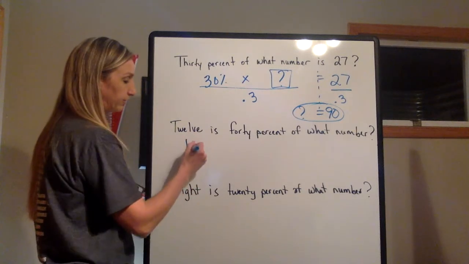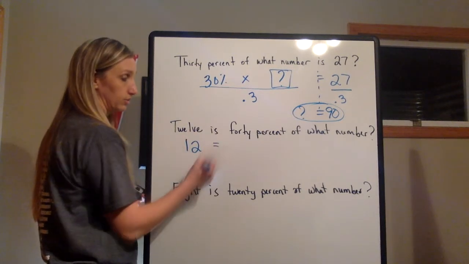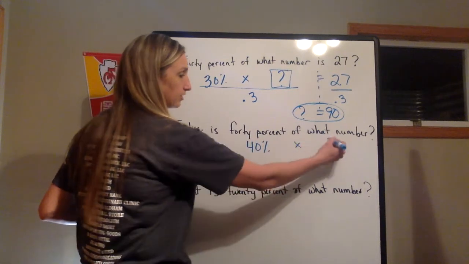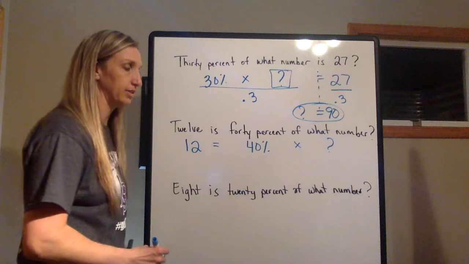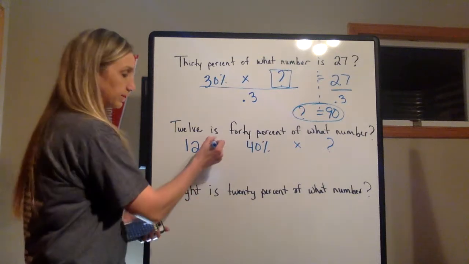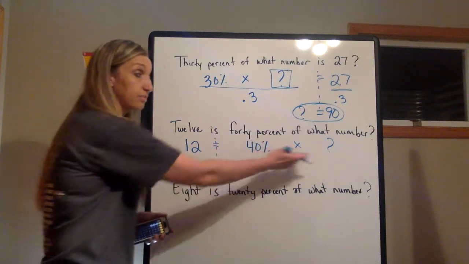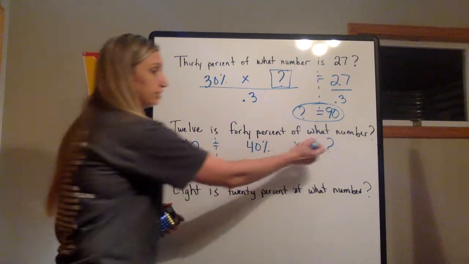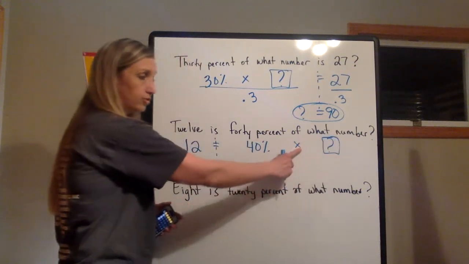So 12, the word "is" means equals. 40%, the word "of" means times. Of what number? I'm going to replace that with a question mark. Okay, this time my equal sign is over here. Again, I'm missing the whole. 40% of something is supposed to be 12. Here's my variable. How do I undo multiplication?